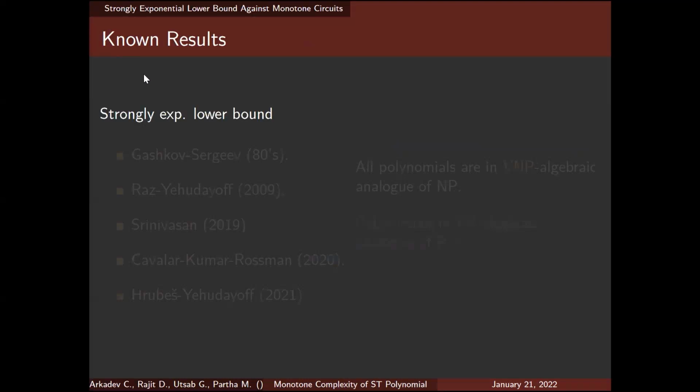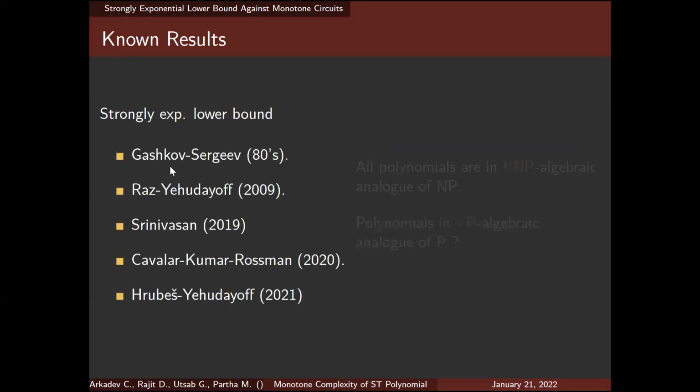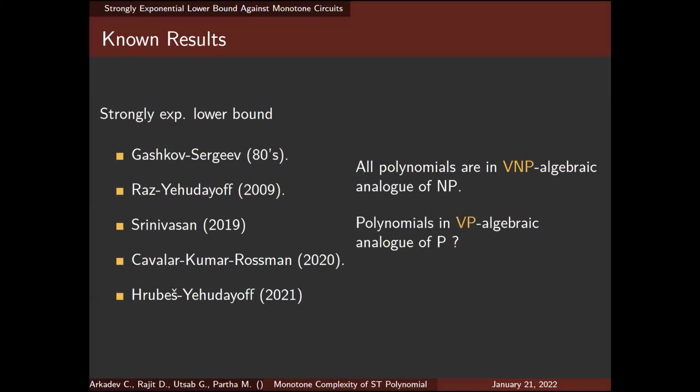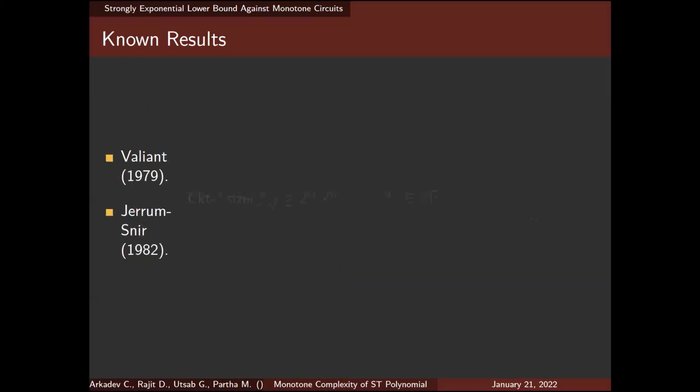Strongly exponential lower bounds against monotone computations were known from these works. Gashkov and Sergeev in the 80s, Raz in 2009, Srinivasan in 2019, Kumar and Rosman in 2020, and most recently, Hrubes in 2021. But all the polynomials that have been used in these works are in VNP, which is an algebraic analog of NP. So what about polynomials in VP, which is an algebraic analog of P?